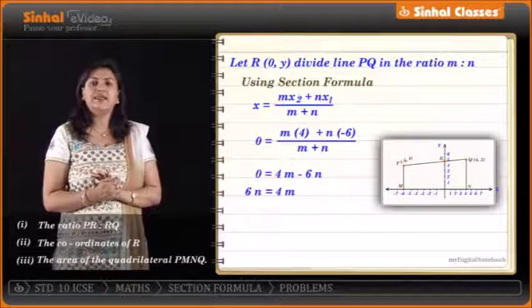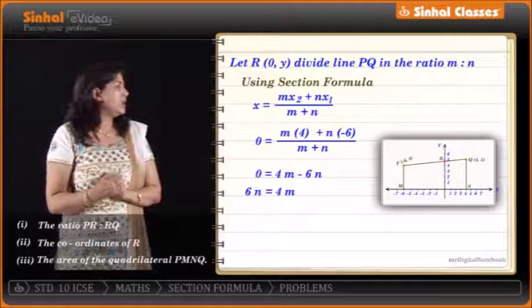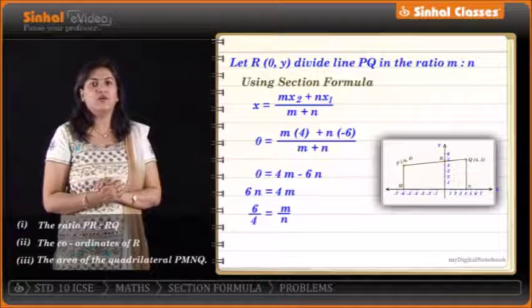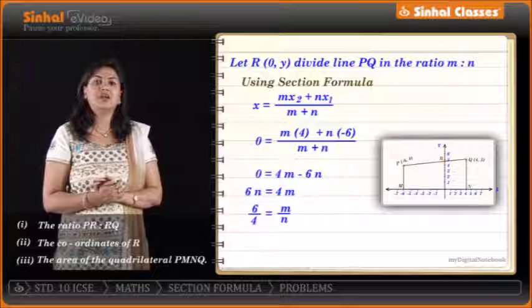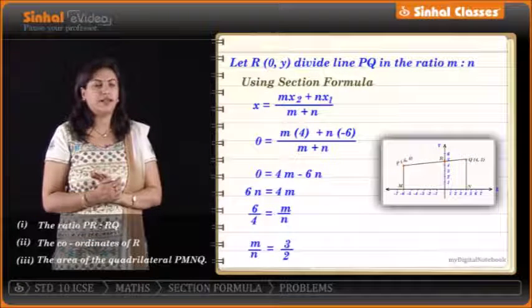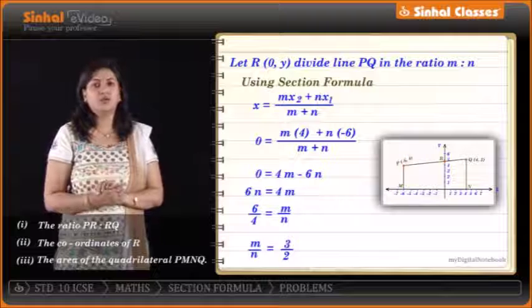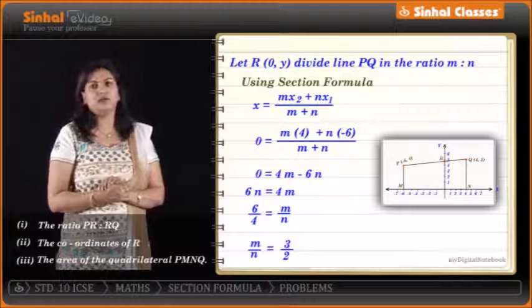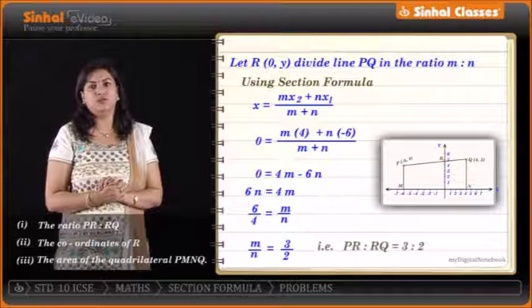Take m and n on one side. We get m upon n is equal to 6 upon 4. That is nothing but 3 upon 2. So we've got the ratio m is to n as 3 is to 2. That is the ratio PR is to RQ is 3 is to 2.